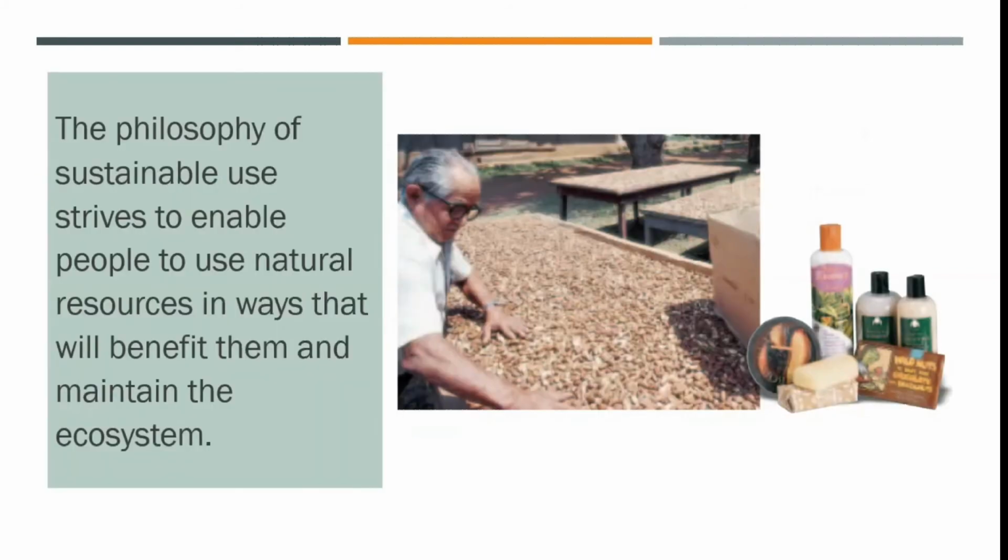The philosophy of sustainable use strives to enable people to use natural resources in ways that will benefit them and maintain the ecosystem. For example, in the photograph, people harvest Brazil nuts to eat and to sell. This provides the opportunity to earn a living and the ecology of the area is maintained.